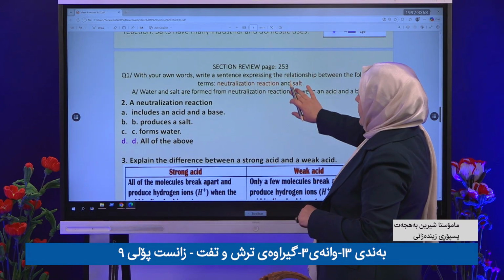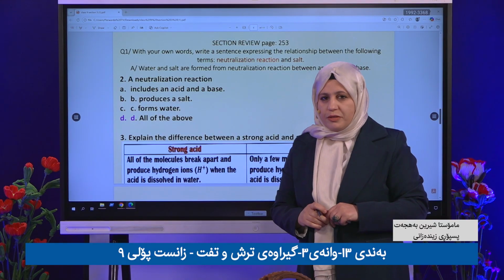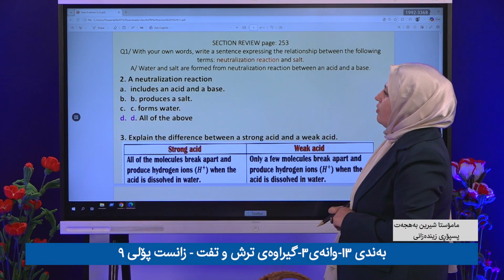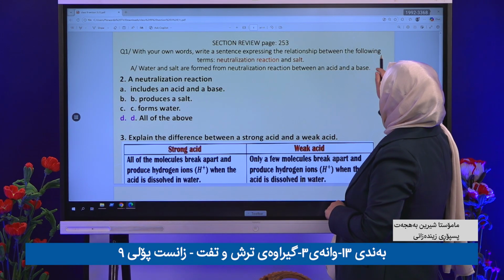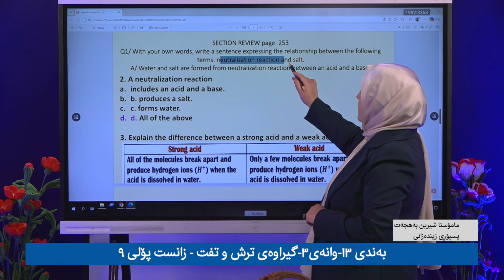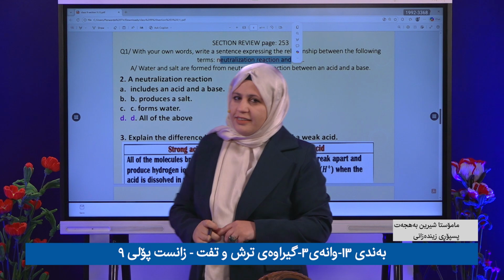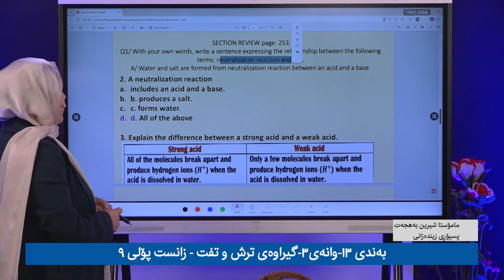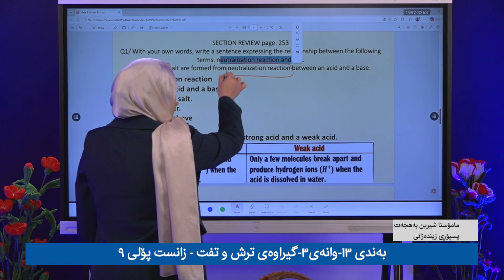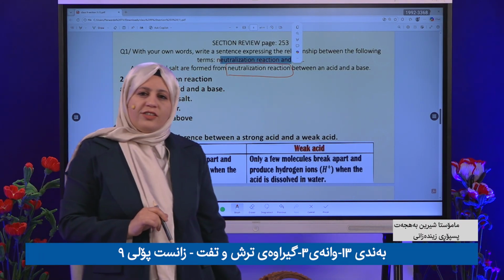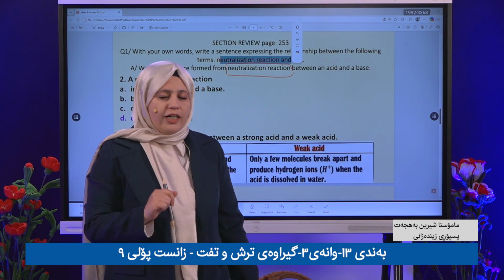Section review, try to care about the section review, all of it, okay? So, in your own words, write a sentence expressing the relationship between the following: neutralization reaction and salt. What is the relationship between them? Who can do it? Yalla. What is the answer? Water and salt are formed from what? From a neutralization reaction. So we get water and salt during which kind of reaction?